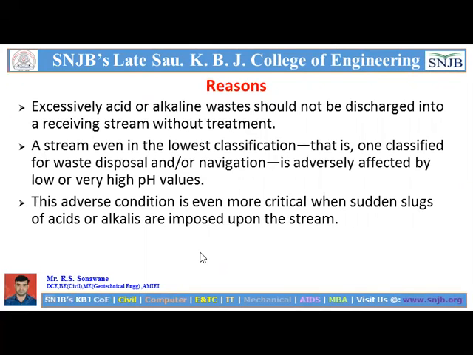A stream, even the lowest classification, that is one classified for wastewater disposal and or navigation, is adversely affected by low or very high pH values. Okay, then this adverse condition is even more critical when a sudden flux of acids or alkalis is imposed upon a stream.